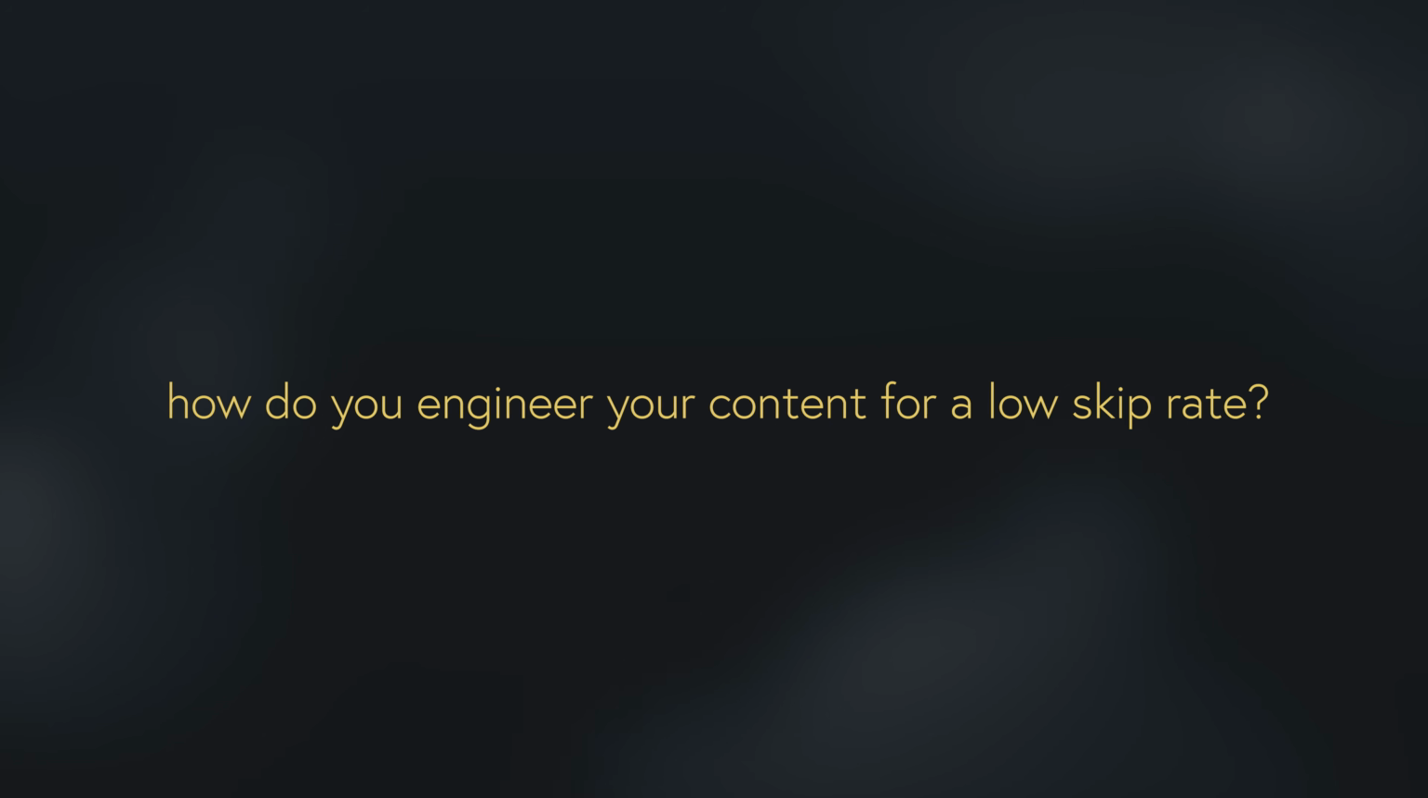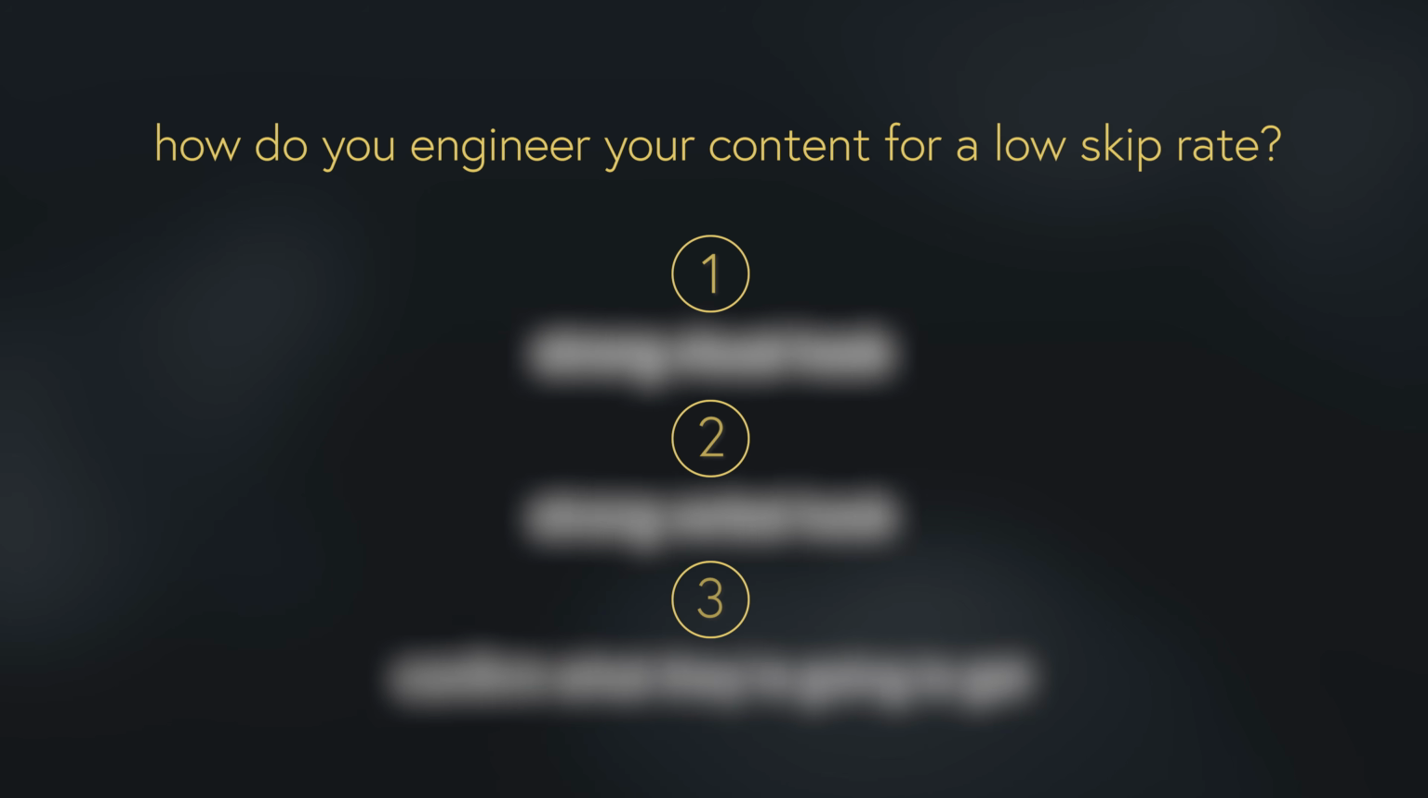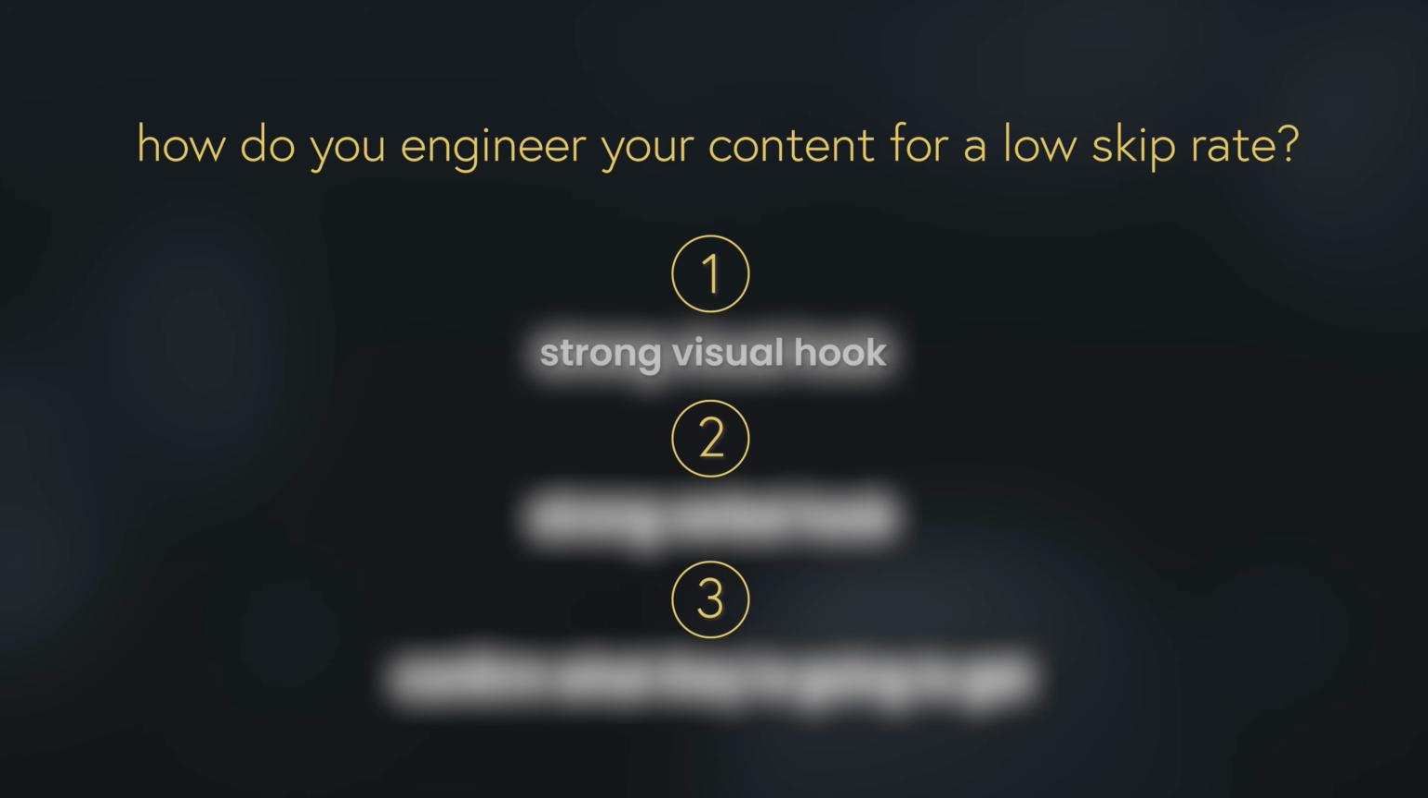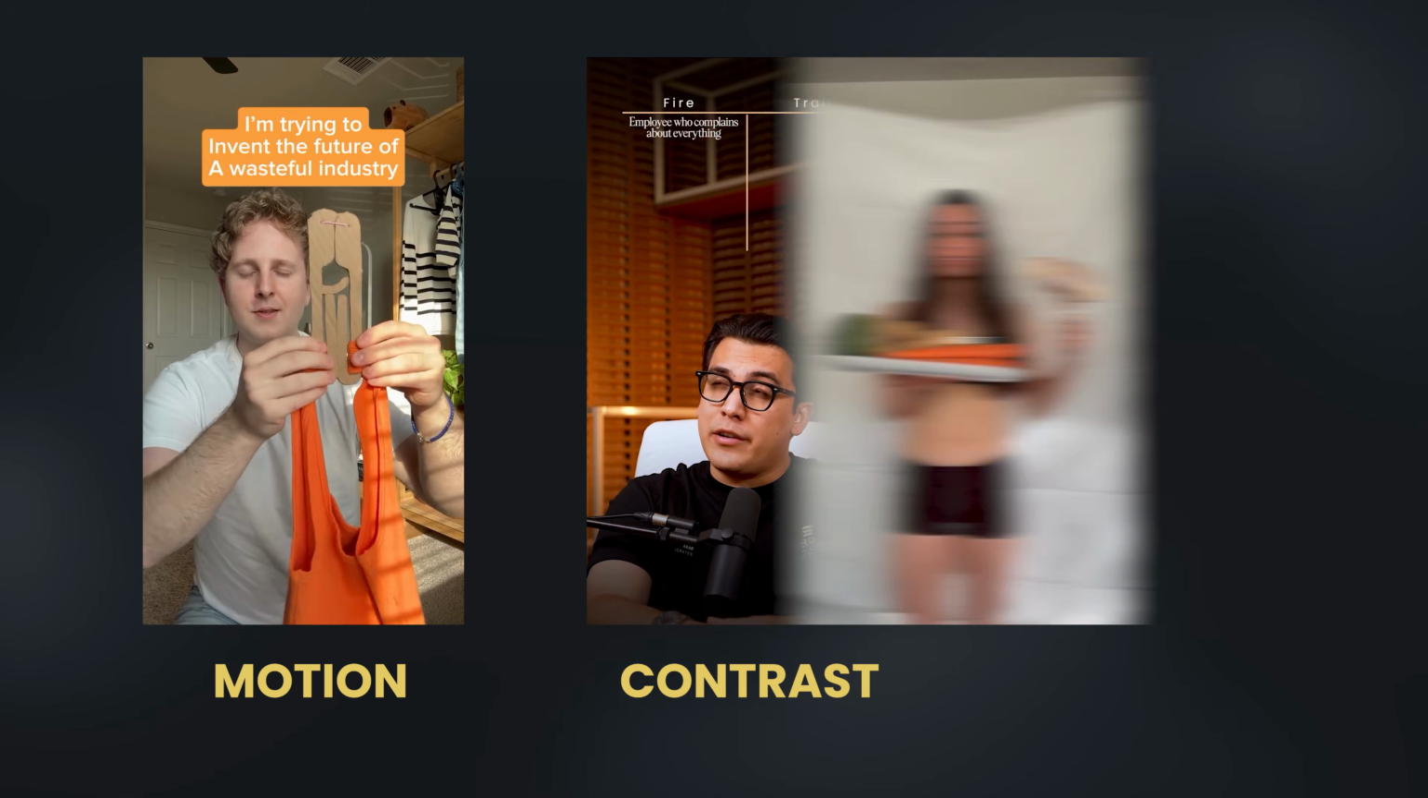Again, it's the same content, but way more people want to stick around to hear it. So that leads to the question of, how do you engineer your content for a low skip rate? 3 things, and you need to be doing all 3. Number 1, a strong visual hook. This is motion, you can add contrast and expression, something that catches the eye in quite literally half a second before someone's brain decides to be like, nope, I'm gone, let's scroll.